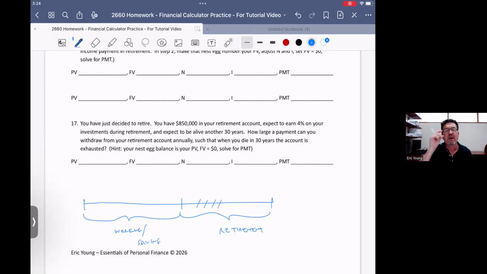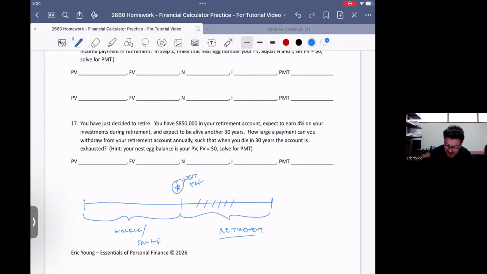Here's how you plan your retirement. You figure out how much PMT you want every month in your retirement. You use time value to calculate this number here, which will be your nest egg. Your nest egg is your retirement amount that you can live off. Now check this out.